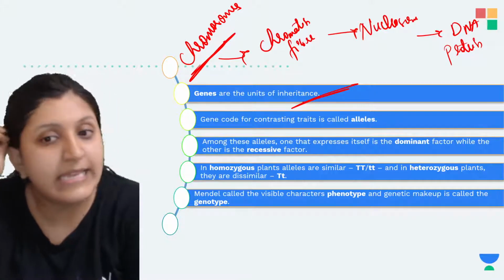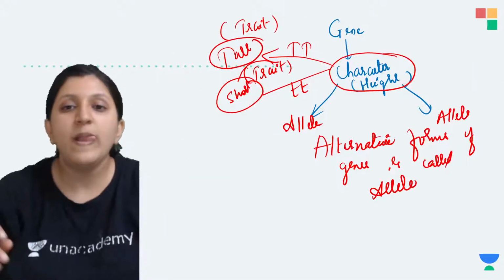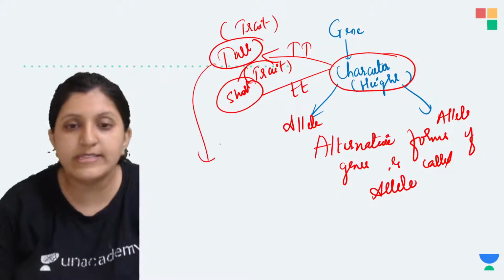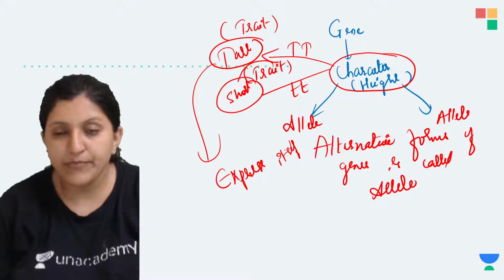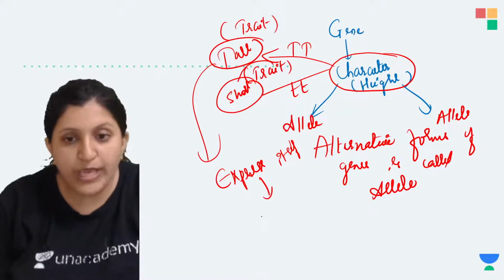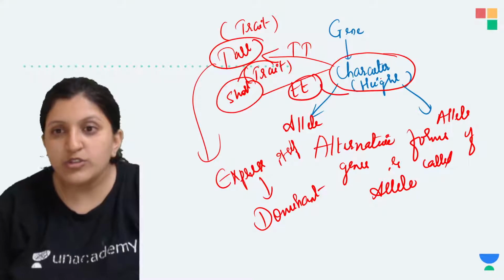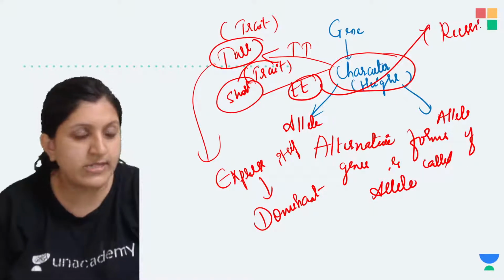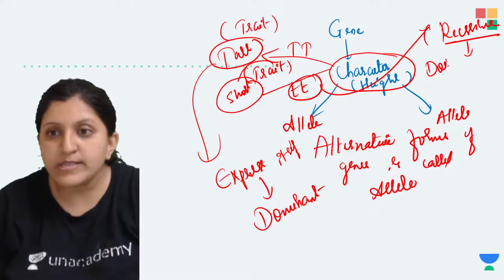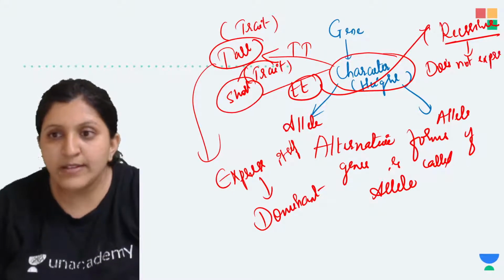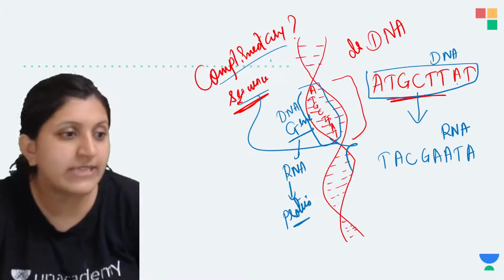Now, among these alleles, the one which is expressing, as I said in the last class also, is going to express itself. Since this is going to express itself, we call this the dominant one. The other one is not expressive because it is recessive. In the presence of the tall allele it is not going to express. The activity of this one is being suppressed, so that is the recessive one.